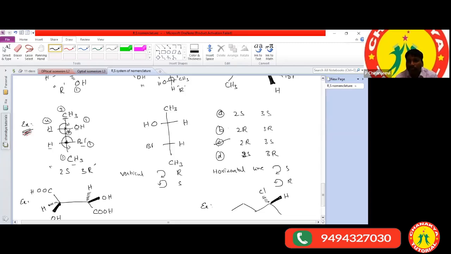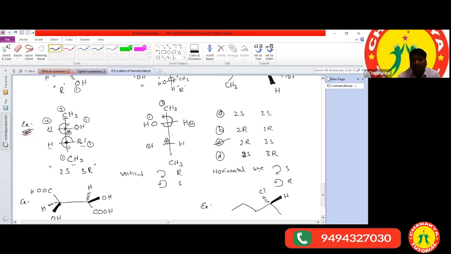Okay, now I'm going to explain. I don't want to waste more time. First priority I'm giving to the OH, 1. Second priority to this carbon atom. Third priority to this carbon. And fourth priority to this one. Okay, 1, 2, 3, anti-clockwise. The least priority is on the horizontal line. Anti-clockwise direction is R. Hence 2R is the correct answer.